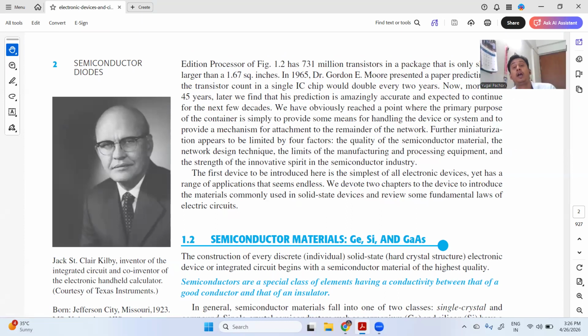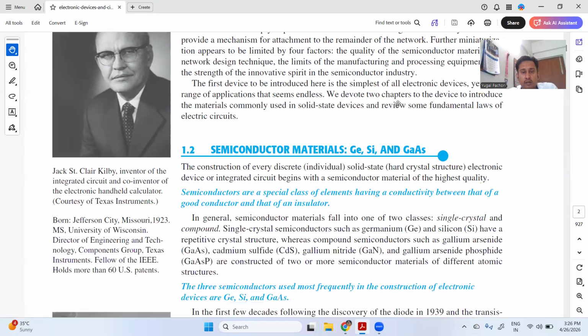Why citation, friends? Because opinion is something different, but when you talk of technical things, you must give citation to the researcher, the scientist, and the professor who actually discovered that particular concept. So let's come to our discussion on semiconductors.